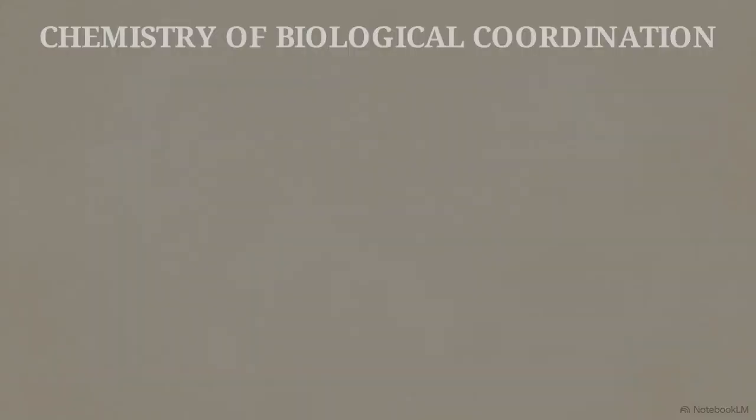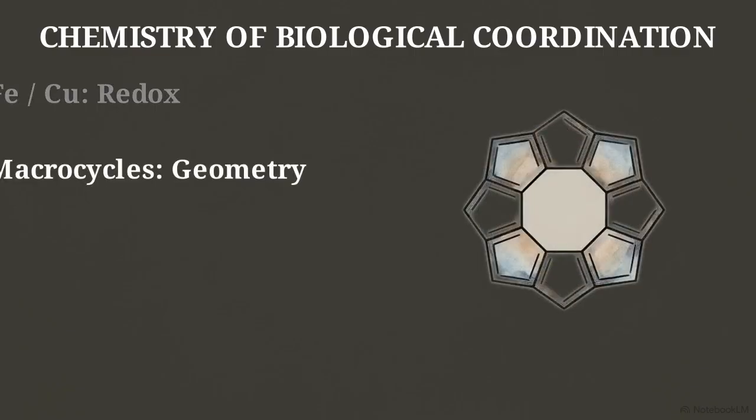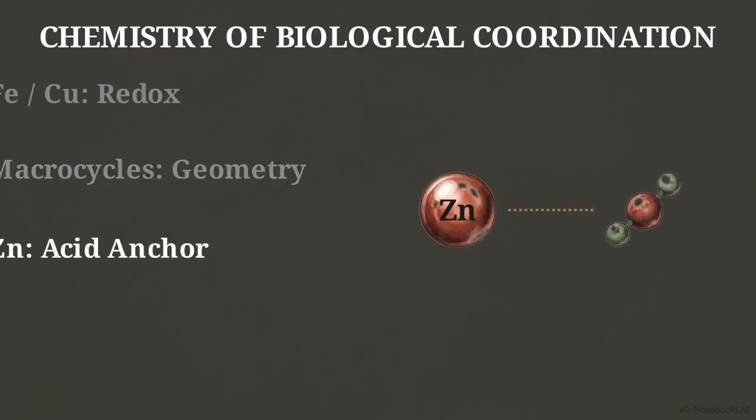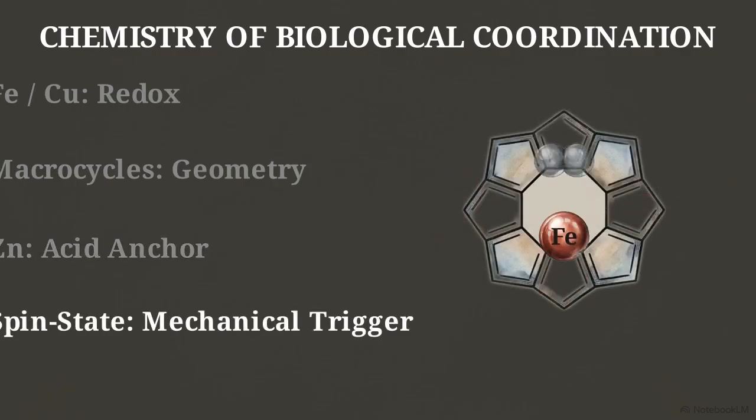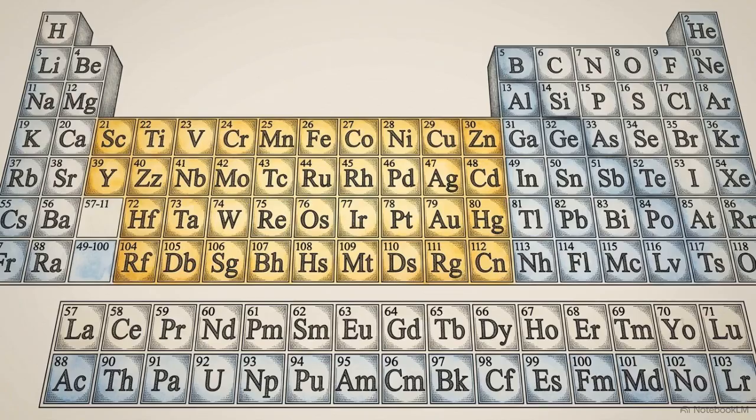To summarize, iron and copper facilitate redox and oxygen transport. Porphyrin, corrin, and chlorin rings are distinguished by their symmetry and saturation. Zinc is the primary anchor for hydrolysis, and the transition from high-spin to low-spin iron is the mechanical trigger for hemoglobin's function. By analyzing biological systems through the lens of transition metal chemistry, the complexity of the protein is removed, leaving a system governed by the fundamental rules of the periodic table.